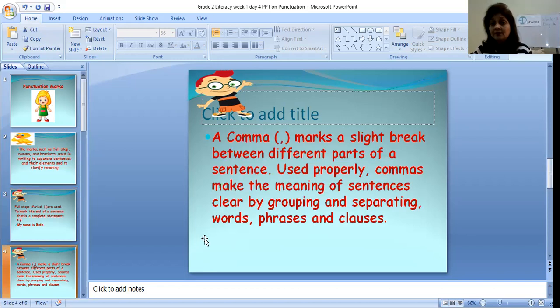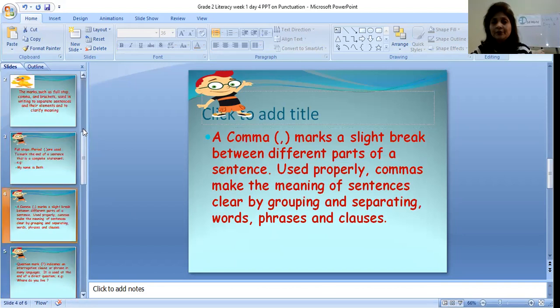Now, what about a comma? A comma marks a slight break between different parts of sentences. Usually, properly used commas make the meaning of the sentences clear by grouping and separating words, phrases, and clauses. That means the comma marks a slight break of the sentence. When we want to break a sentence between two parts, we put a comma.